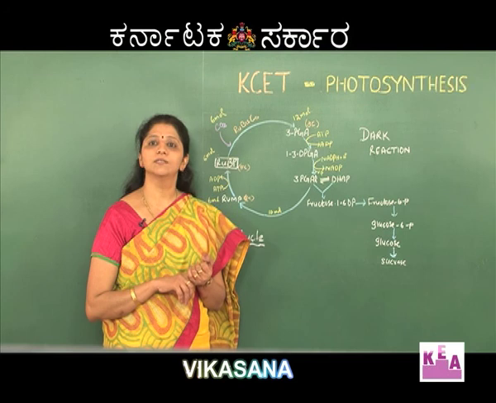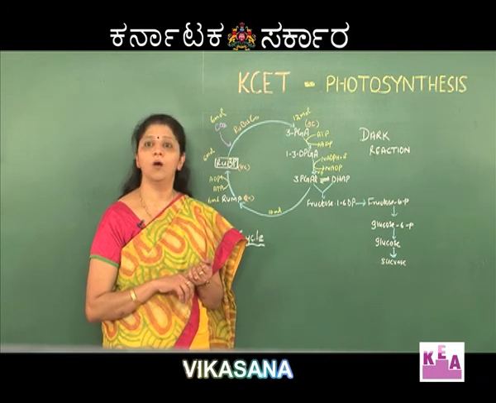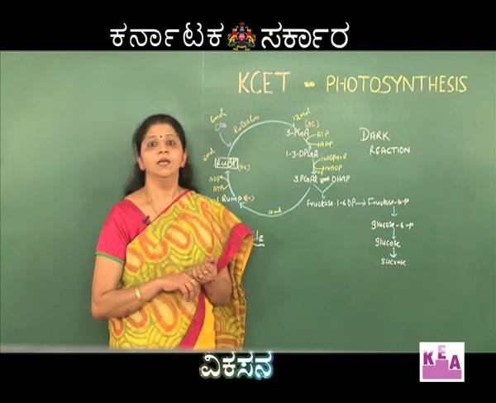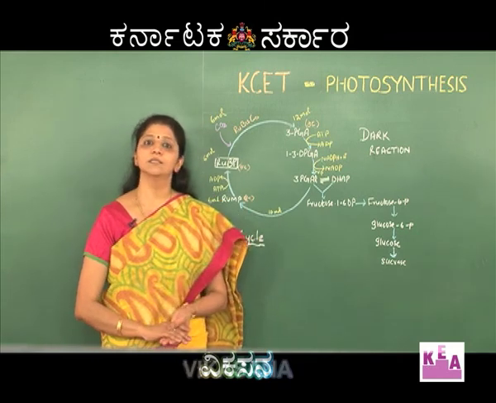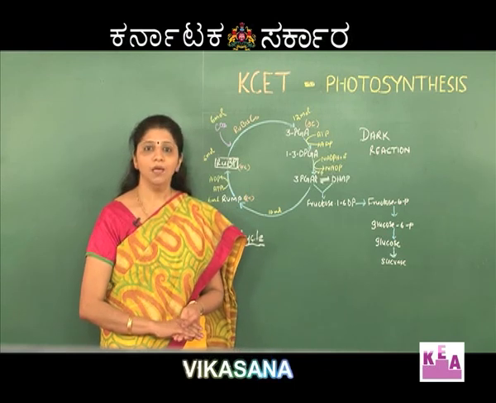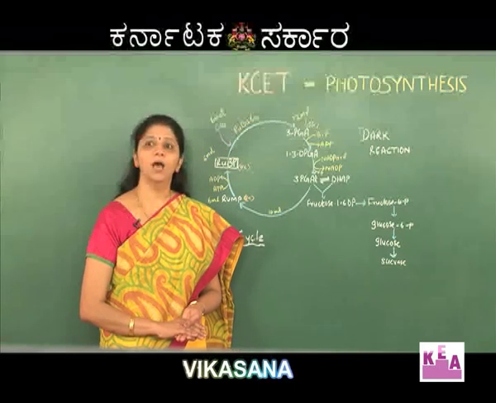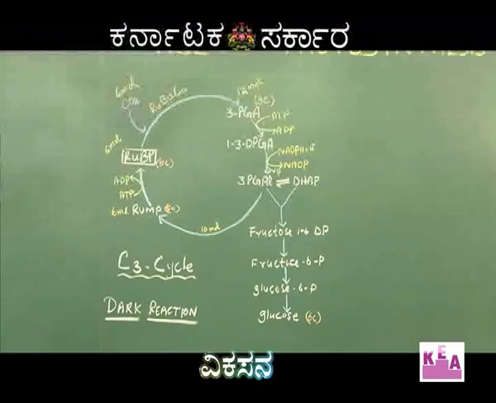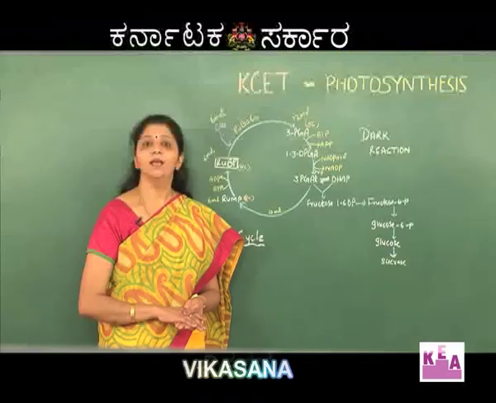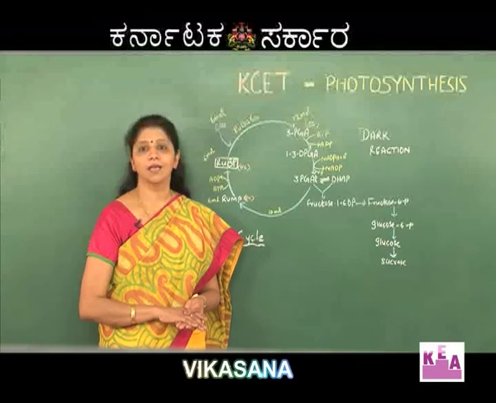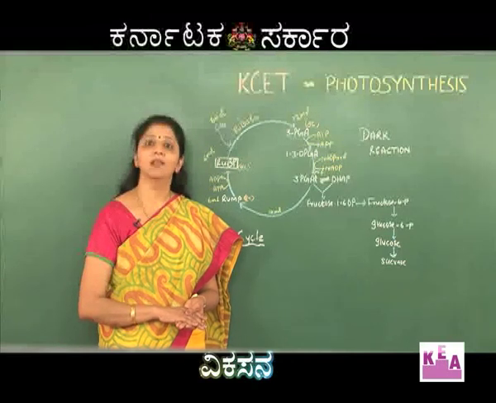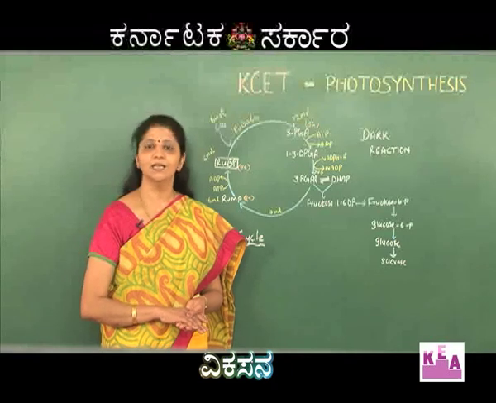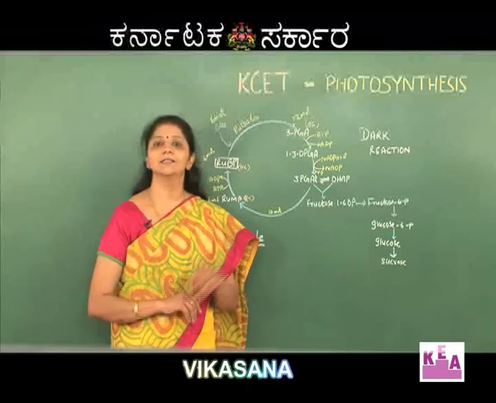We will discuss the C3 cycle, which is a common cycle in all green plants. In the C3 cycle, the primary acceptor of carbon dioxide is RuBP, ribulose 1,5-bisphosphate. RuBP combines with carbon dioxide to produce a 3-carbon compound, phosphoglyceric acid. The first stable product of this dark reaction is the 3-carbon compound phosphoglyceric acid. That is why we call this cycle the C3 cycle.